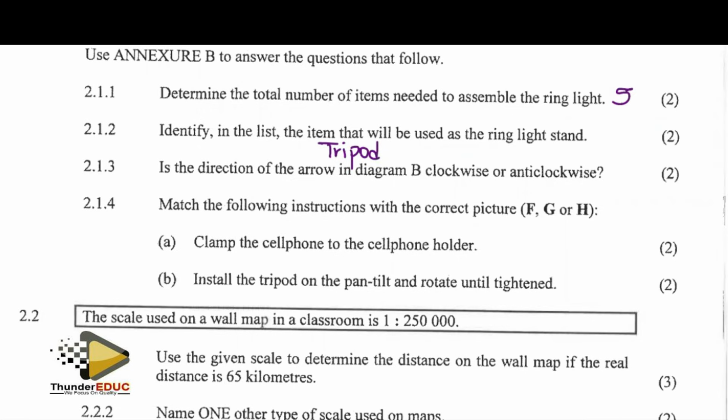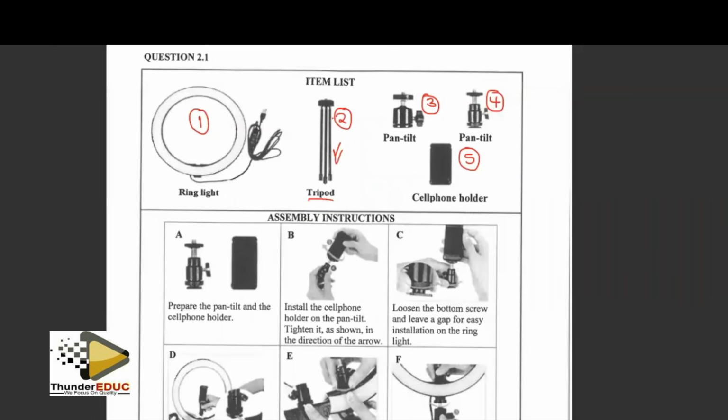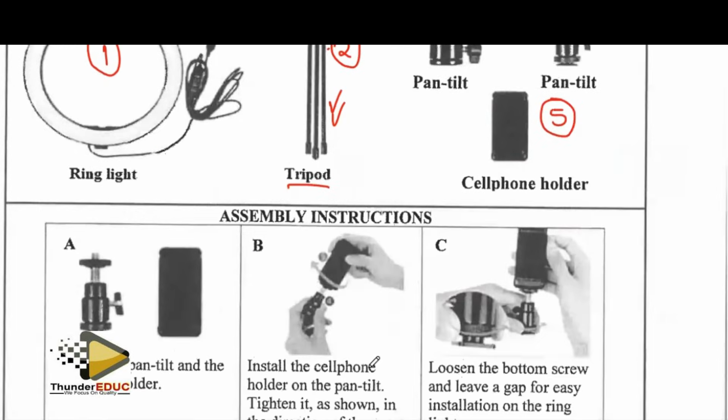Is the direction of the arrow in diagram B clockwise or anti-clockwise? So we come to diagram B. There's a small direction. If you can't see it, look at the arrow. The arrow goes in that other direction. The person turns around, he turns from right to left.